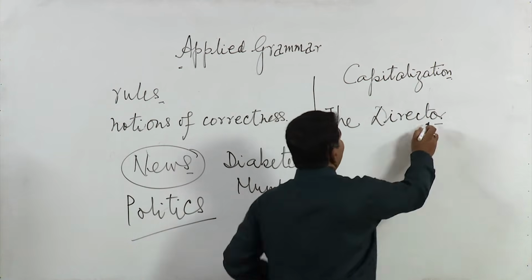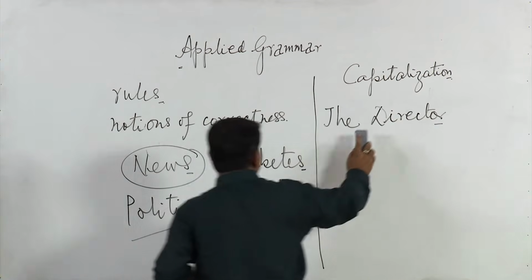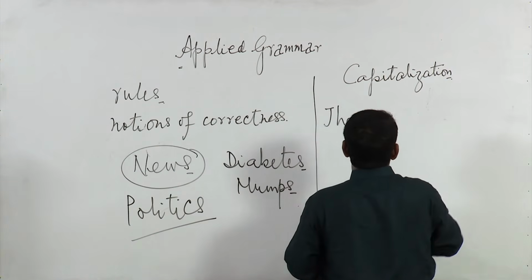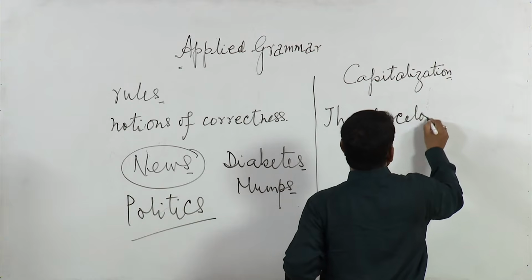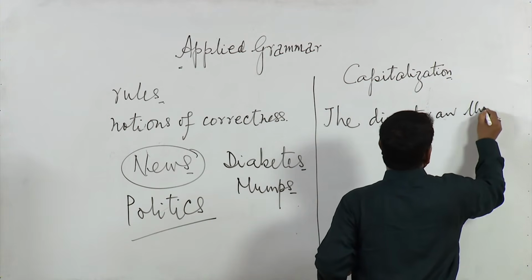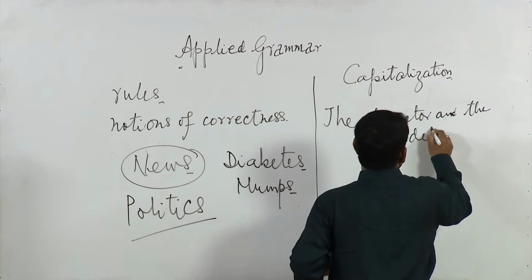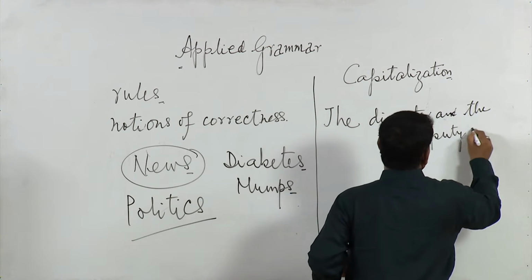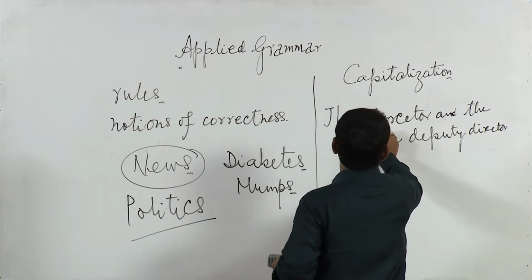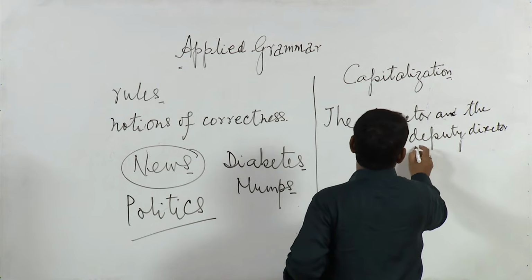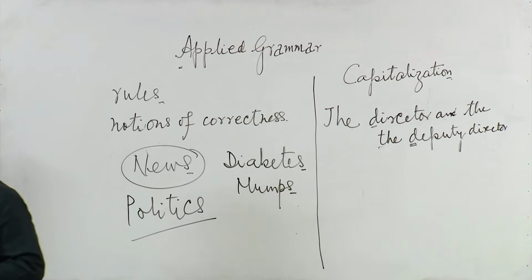So here we can write the capital, but when you are simply writing a sentence and the name is not there, in a complete sentence we can say the director and the deputy director. Again, in both situations you will find deputy director is not written with a capital letter. So this has to be taken into consideration.